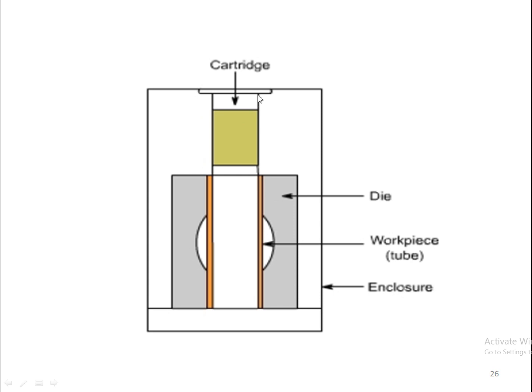Another thing is that the cartridge will be inserted, and then it is made to explode. Due to this explosion, the workpiece material, the one in orange color, will deform and take the shape of this die. So that produces a bulging, right? It is mainly used to create this type of bulgings. So this is the contact type, and these are the basic types of explosive forming.